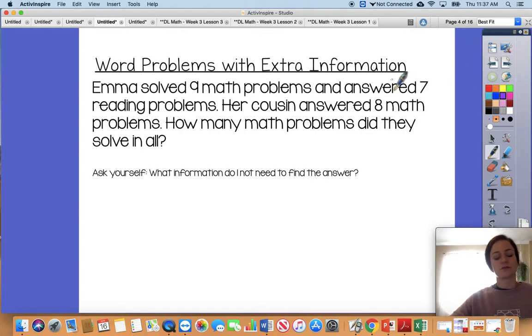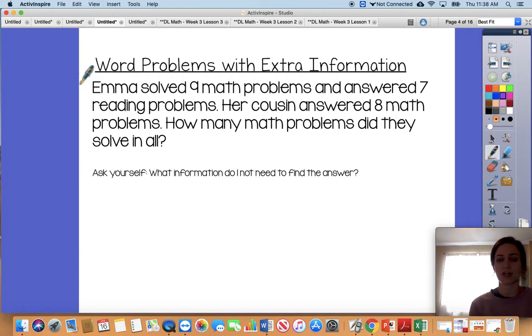Okay, so first one we're going to do is word problems with extra information. So I'm going to go ahead and read this one to you. Emma solved 9 math problems and answered 7 reading problems. Her cousin answered 8 math problems. How many math problems did they solve in all? Okay, so ask yourself, which part of that word problem did I not need to know at all? So I'm going to read it again, and I want you to think about, what do I not need to follow? So the question is, how many math problems did they solve in all?